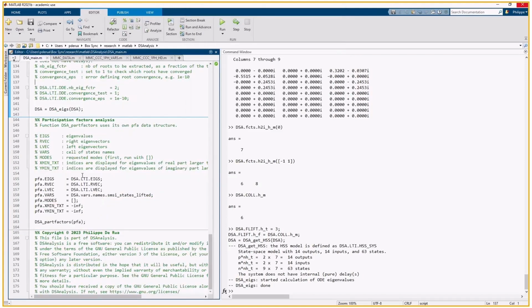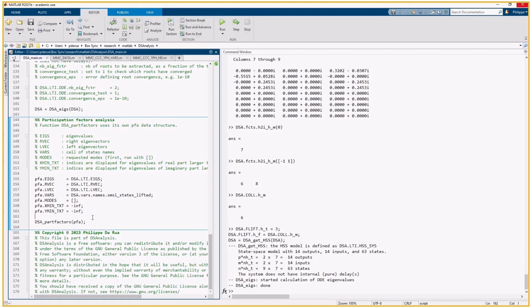Let me be specific and run a participation factor calculation. The participation factor calculation requires a new structure that is PFA, participation factor analysis. It requires a set of eigenvalues, a set of right eigenvectors, a set of left eigenvectors, as well as names of the variables that you are working with, and we will see the rest afterwards.